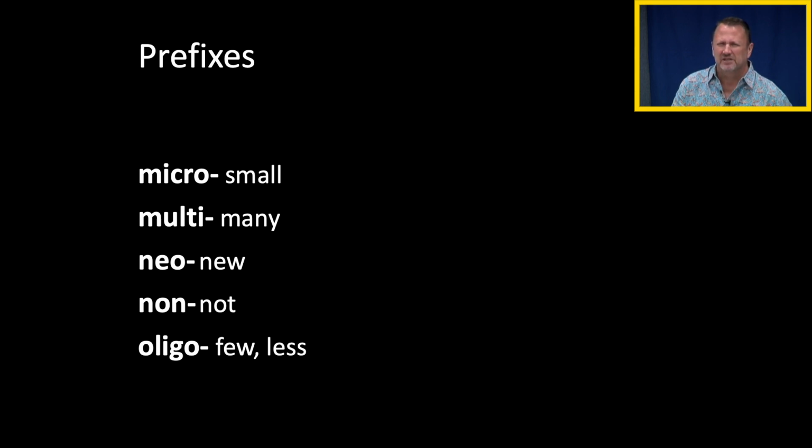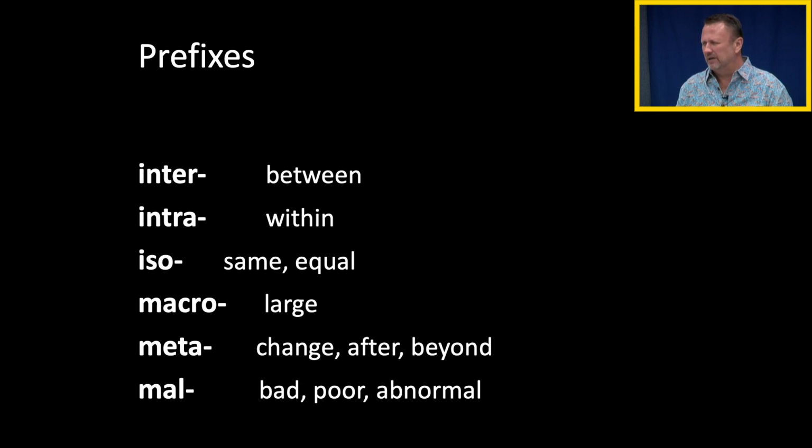Microcytic anemia: cytic meaning cell, micro meaning small. If somebody has anemia, we want to know what the red blood cells look like if they have too few of them. Sometimes we'll see microcytic anemia. Sometimes we'll see macrocytic anemia, large red blood cells.